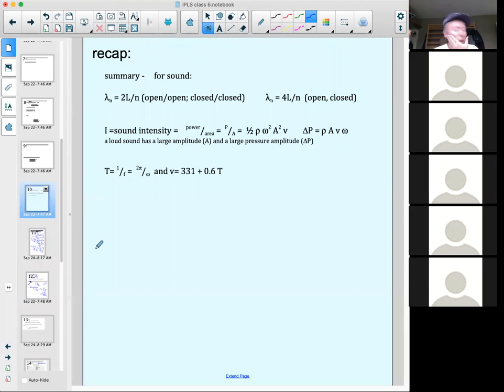Okay, so I already recapped these wavelength relationships. In addition to that, for sound, of course, we've got the period and frequency relation that applies to all waves. For the speed relationship for sound waves, it just depends on the temperature of the air. And we had a relationship last time for the speed of waves on a string that was dependent on tension and linear density, but these are for sound waves, so we have a different speed relationship.